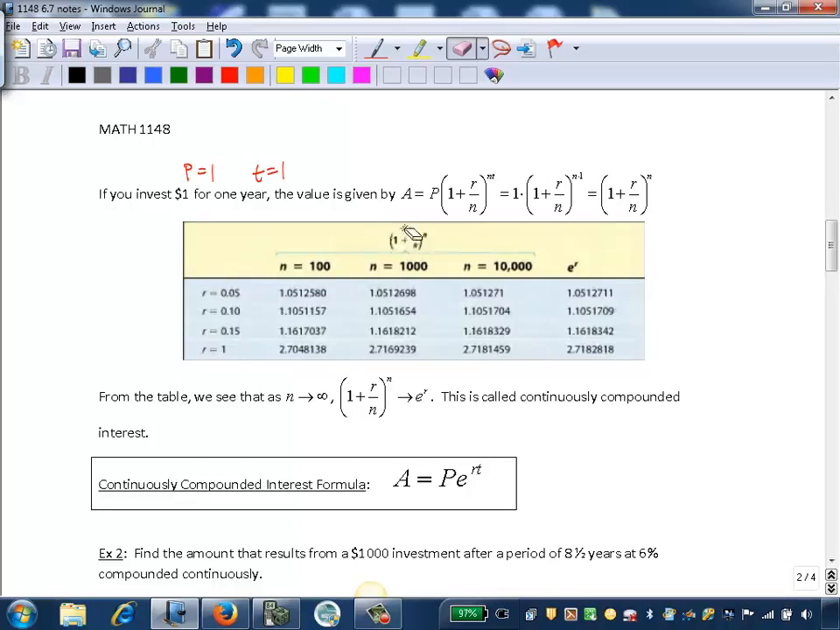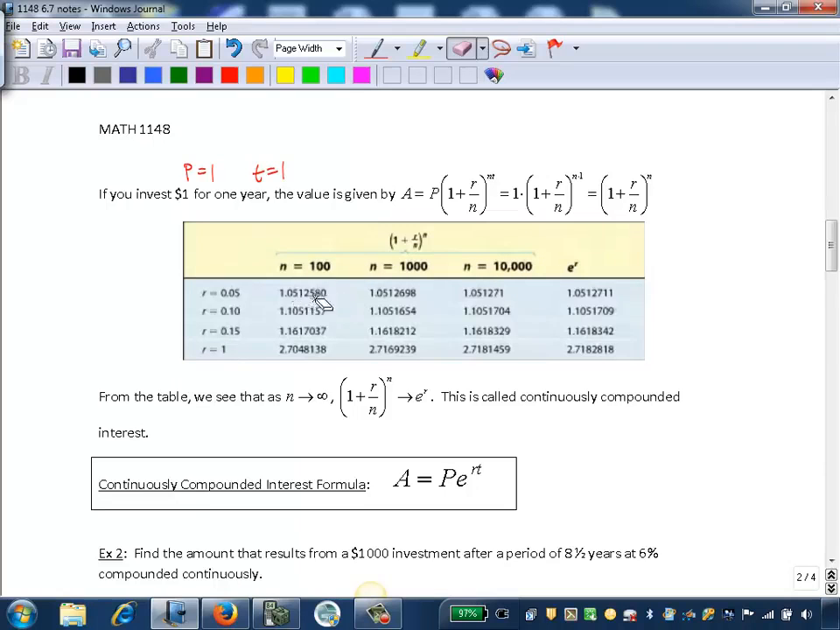Now here's this quantity in this table. Along the left side, we have different interest rates. So here's 5%, 10%, 15%, etc. And then across the top, we've got number of compounding periods. So we're going from 100 compounding periods per year to 1,000 to 10,000. But the idea is that they're increasing, and we would increase infinitely.